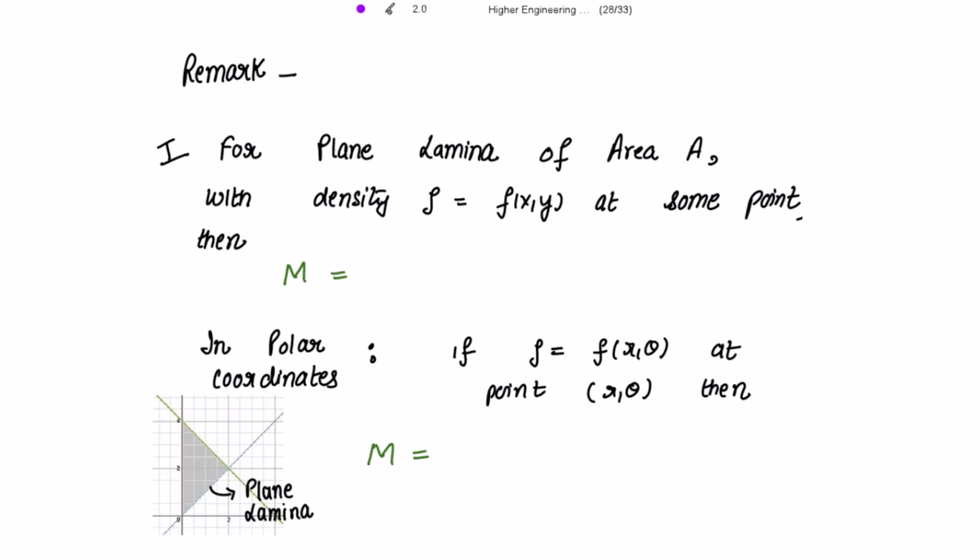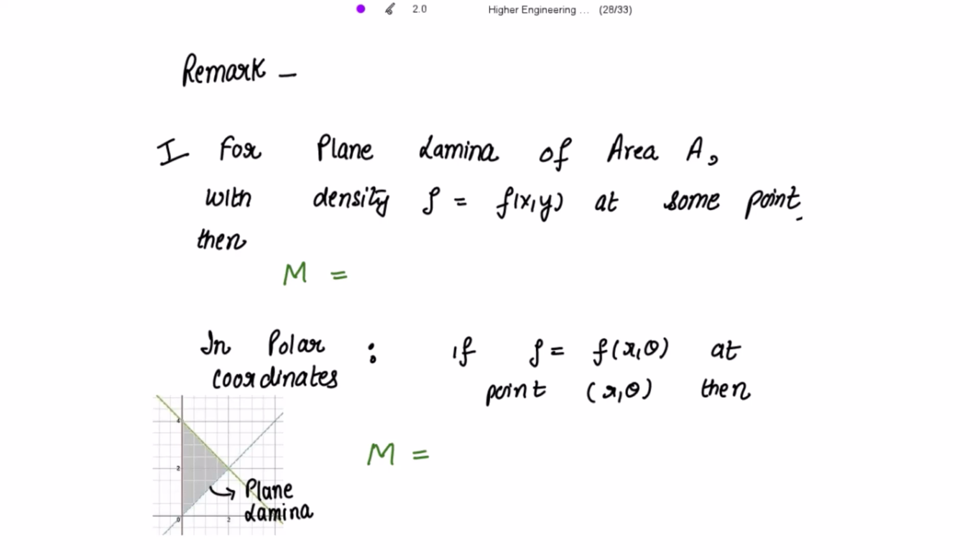First one is for a plane lamina of the area A. Now what do you mean by a plane lamina? In mathematics, a planar lamina or plane lamina is a figure representing a thin, usually uniform, flat layer of the solid. So in this figure, it is shown that this is a plane lamina in the form of a triangle. So it is a figure that is representing a thin, flat layer of the solid.